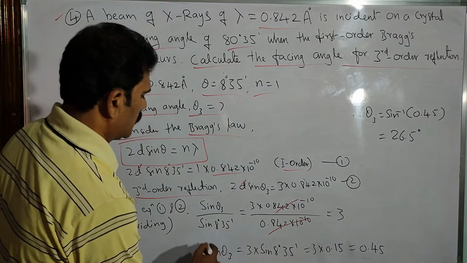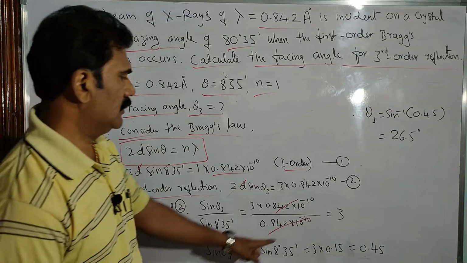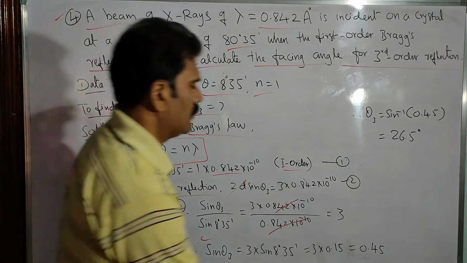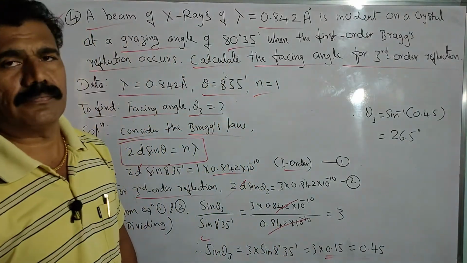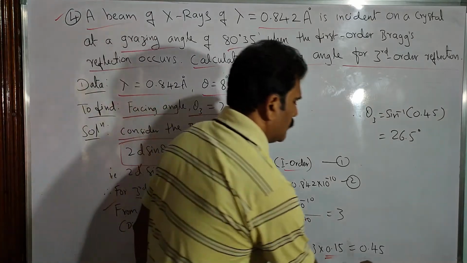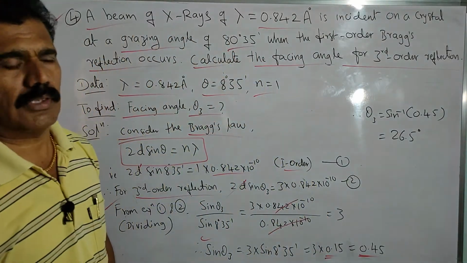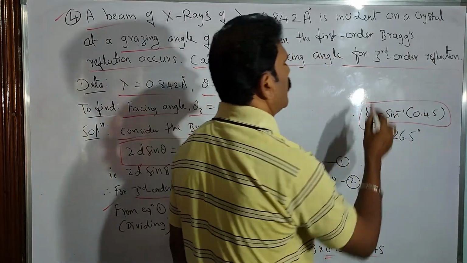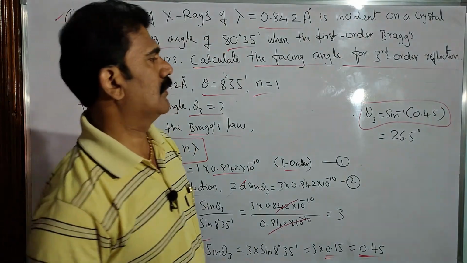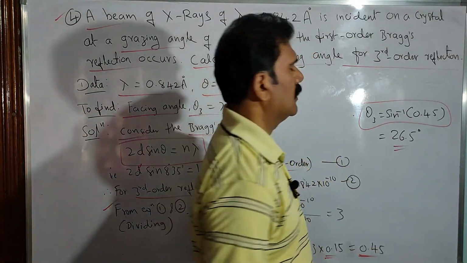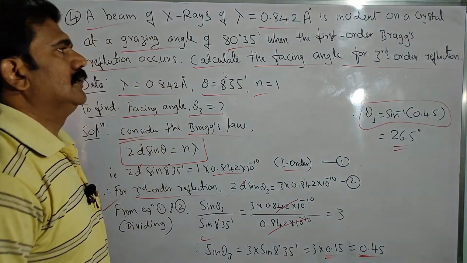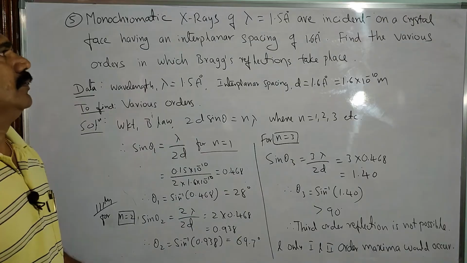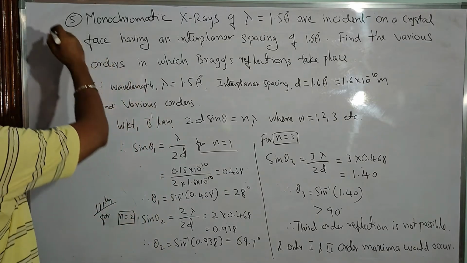Okay, that's it. By cross multiplication, sin theta 3 is equal to 3 into the sin 8 degree 35 minutes. Sin 8 degree 35 minutes value is 0.15. Multiply by 3 will give you 0.45. So how do you calculate theta 3 now? Theta 3 is equal to sin inverse of 0.45. So we'll get the value as 26.5 degrees as the glancing angle for third order reflection in the Bragg's law. Clear? Okay, now look at the next problem.